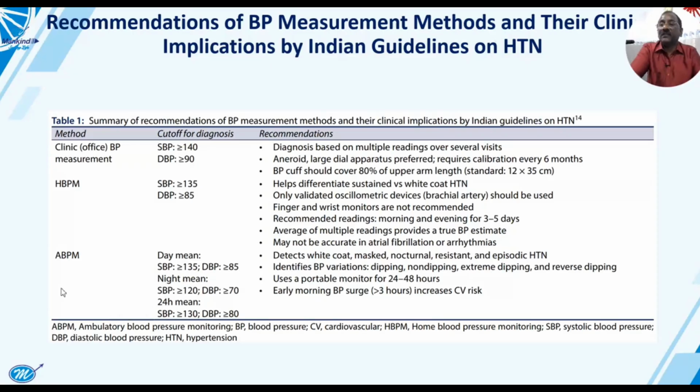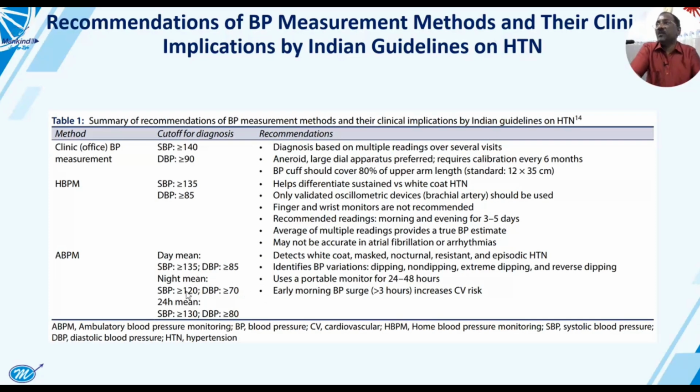And the third definition, your ambulatory blood pressure monitoring, daytime, same as your home blood pressure, 135/85. That is your third definition. The fourth one, nighttime: systolic more than 120, diastolic more than 70. Okay, so these are nocturnal hypertension.